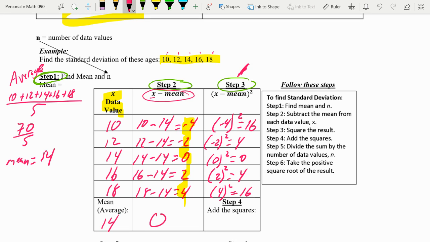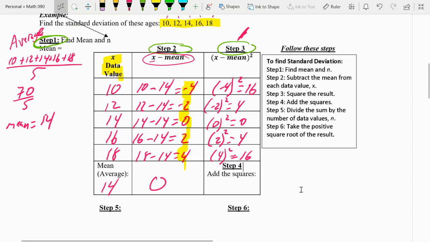Now we add up all those numbers. We add all these numbers together, and I'll try to highlight all these for you. You add all those together, and we end up with 40.